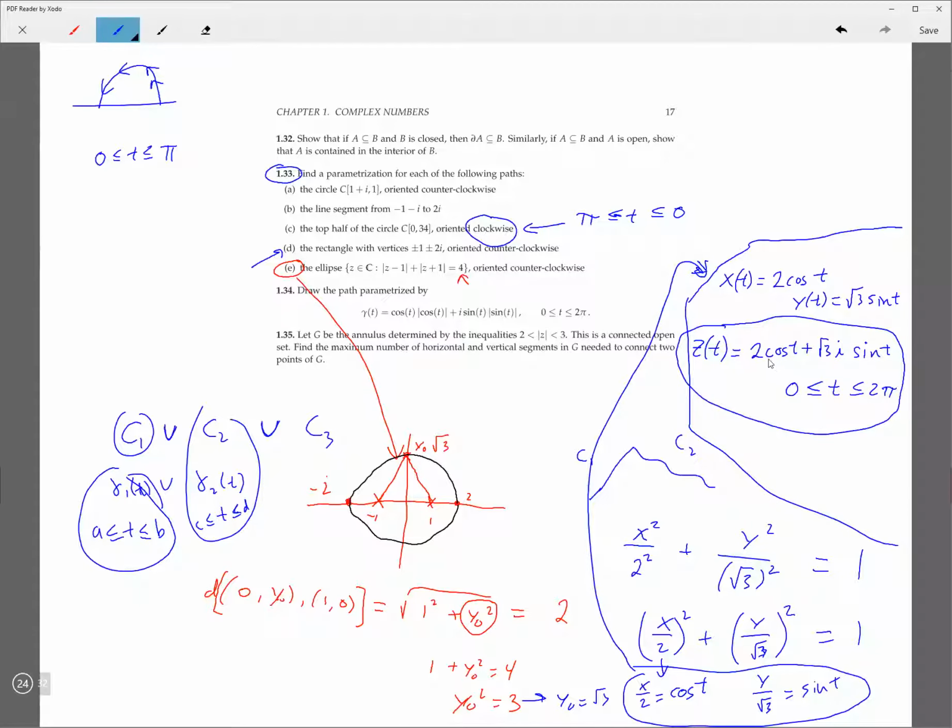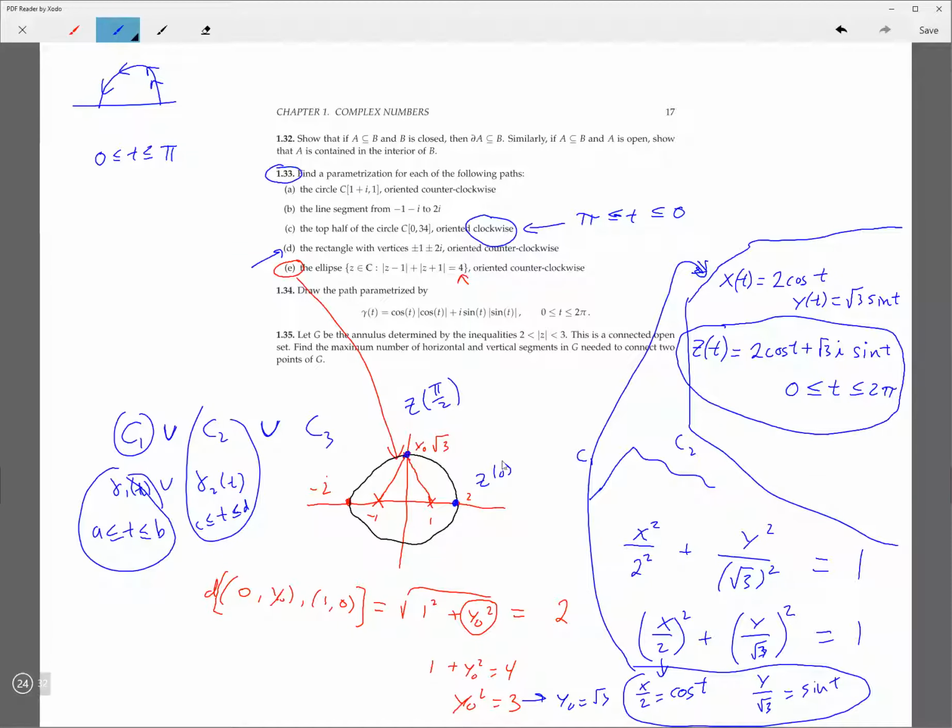Okay, so if you put cosine first, sine second, or the cosine on the real part, sine on the imaginary part, then whatever value of t is going to actually correspond to the angle. So this point right here will be z of 0. When t is 0, you'll get this point. And when t is pi over 2, you'll get this point.